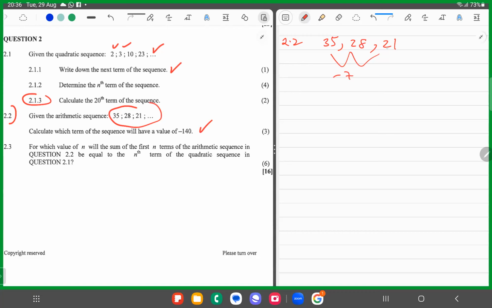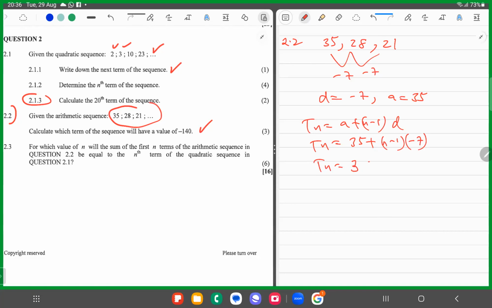And then if you say 21 minus 28, we can see it is minus 7, which means the common difference is exactly minus 7. The first term of the sequence is 35. So which means therefore Tn is a plus n minus 1 into the common difference d. Tn equals, what is the first term? It is 35 plus n minus 1 into the common difference d, which is minus 7. So Tn is 35 minus 7n plus 7. So which means this is minus 7n plus 42.